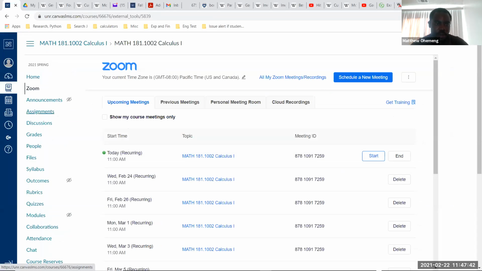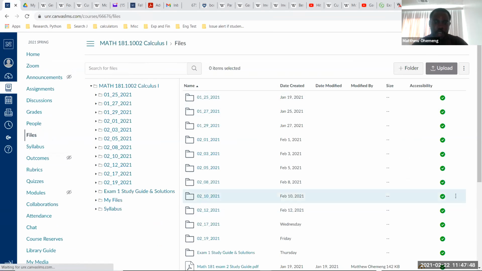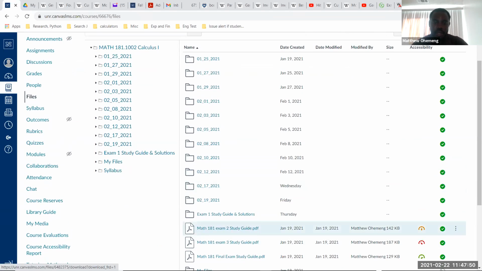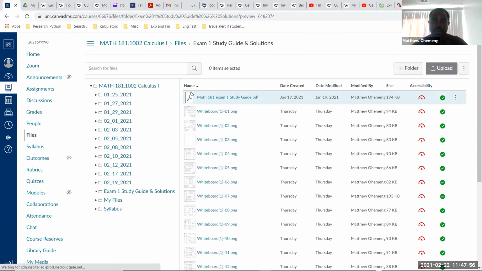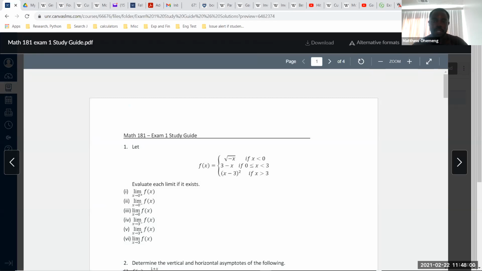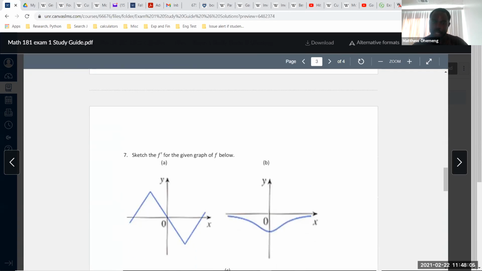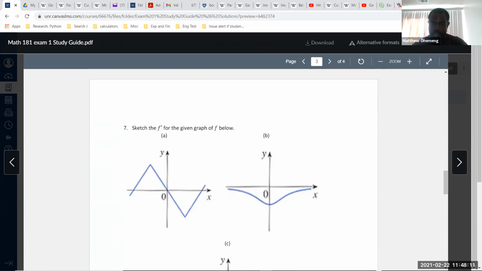So we are here. I've provided the study guide. When you go to your files, you see this folder here, exam 1 study guide. When you open it, you see the study guide with all the questions. Now, one thing I'll say is please avoid question 7. We have not covered that yet. Question 7 is out.